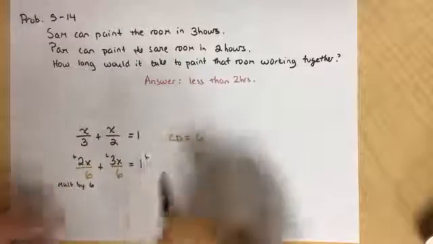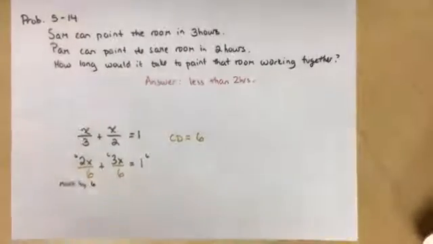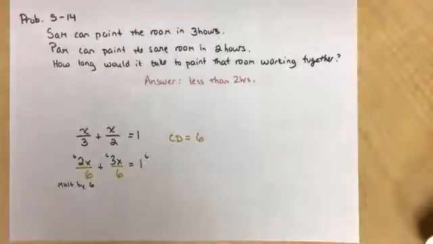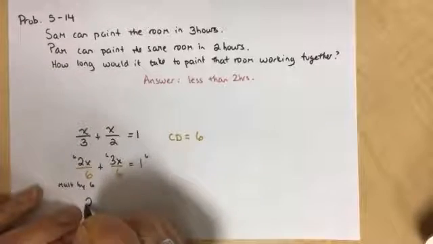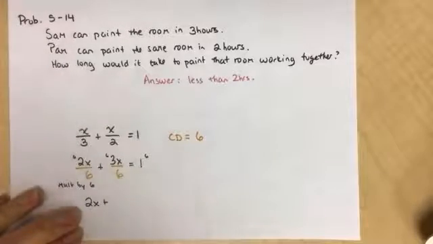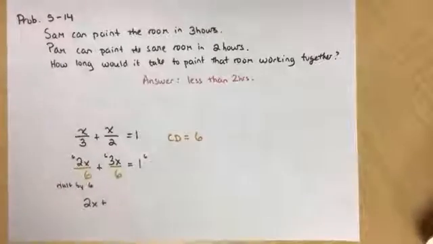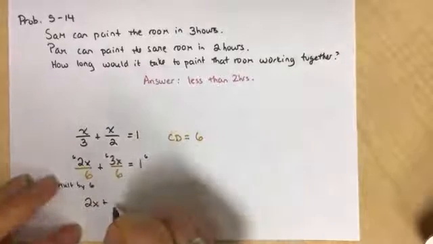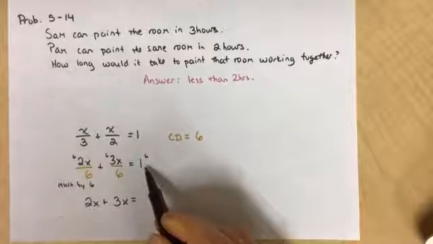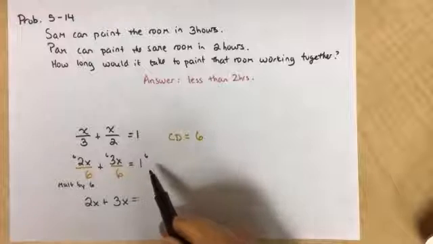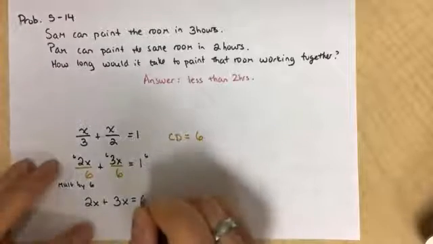6, 6, 6. And remember what we said. When we do that, every fraction will just drop the numerator. So this first one will just be 2x. I don't even have to multiply to get 12x over 6 and then divide. This one is just going to be 3x. This is not a fraction, so I have to do the multiplication.